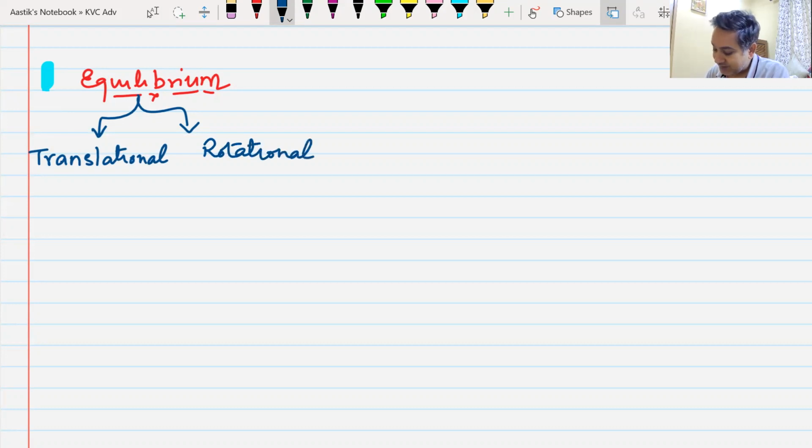Now when I say translational equilibrium, the net force acting on the body must be zero. We have done this before, in questions on Newton's laws of motion, where we resolve forces along x and y. Force along positive x should be equal to force along negative x. Upward force should be equal to downward force. So this must be there.